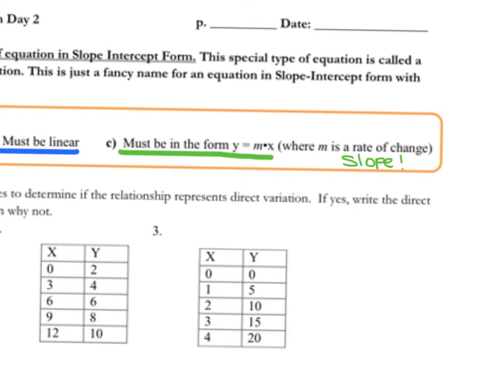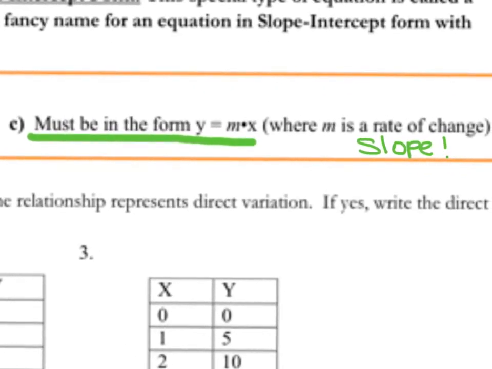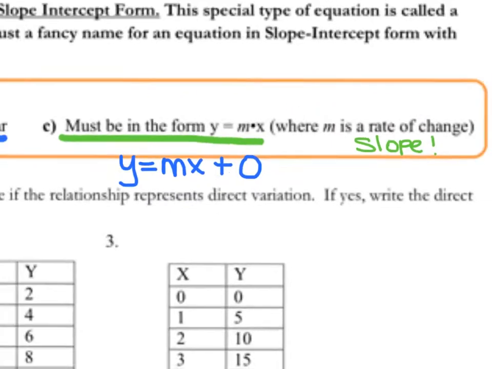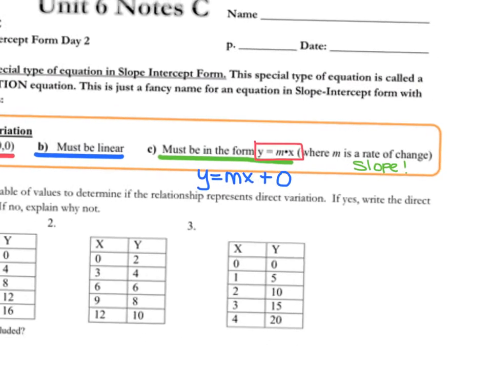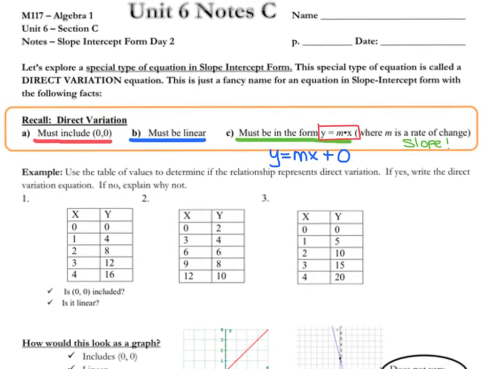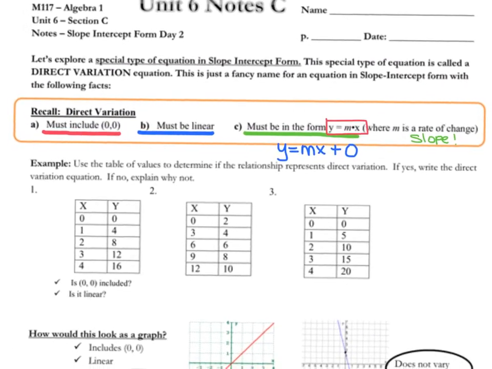Now, this is the same thing as y equals mx plus b, but the b is 0. The b is 0 because my y-intercept is 0, 0. So it's the same thing. Y equals mx plus 0 is the same thing as just y equals mx because there's nothing on at the end. So I don't want us to overthink this. It's just like slope-intercept form with these special requirements.